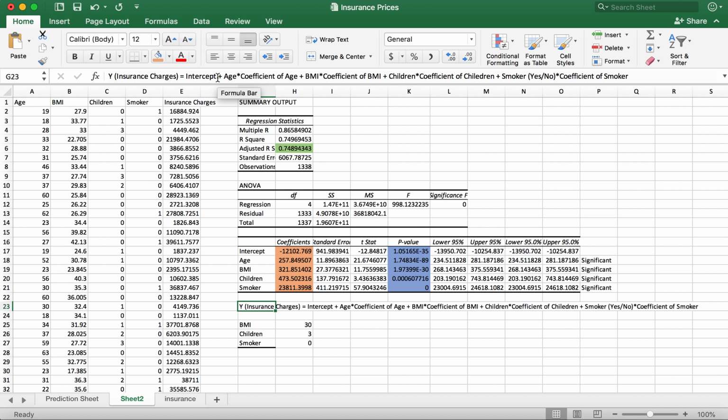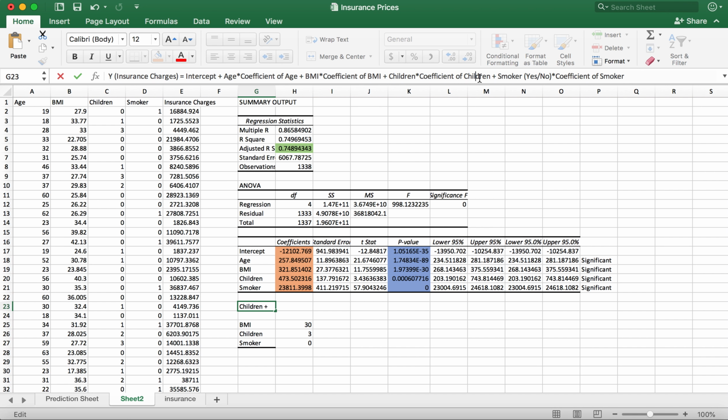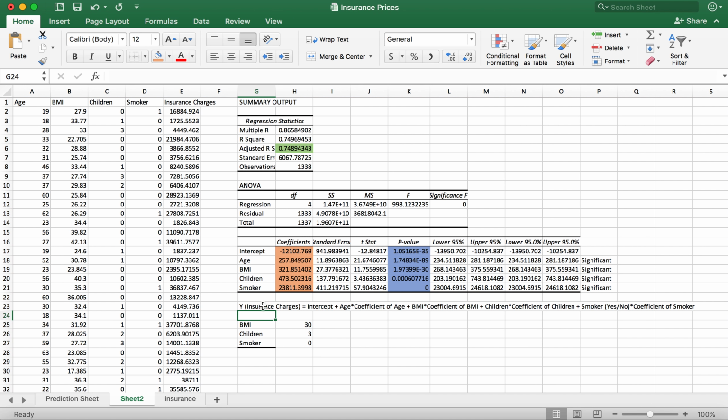Y will depend on intercept plus the variable, or the X, times the coefficient of X, plus the next X times the coefficient of the next X, plus the third X, coefficient of the third X, and then the fourth X times the coefficient of fourth X. Then that allows us to now start plotting, and we want to start doing our predictions.